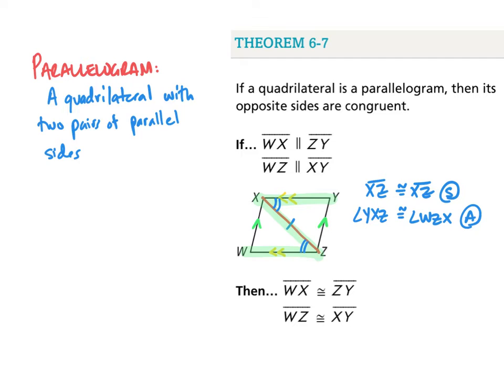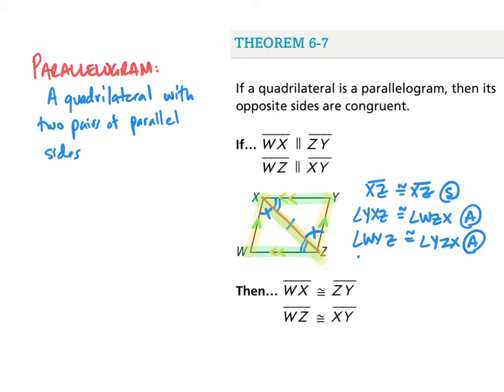But then we could also apply the same idea to, let me highlight in another color, segment XW and segment YZ, and then again our transversal here, and we can see that angle WXZ would be congruent to angle YZX, which is another pair of angles. And now what we would have for these two triangles is angle-side-angle congruence.